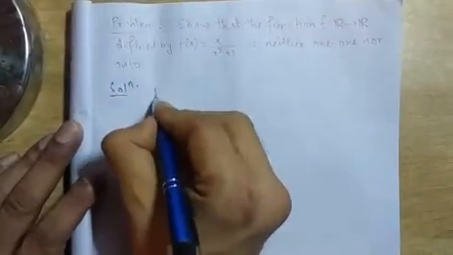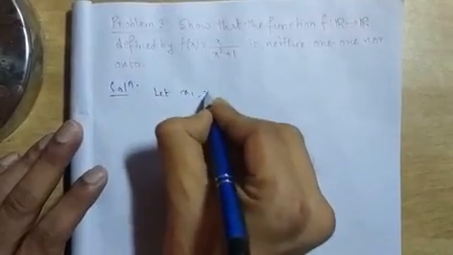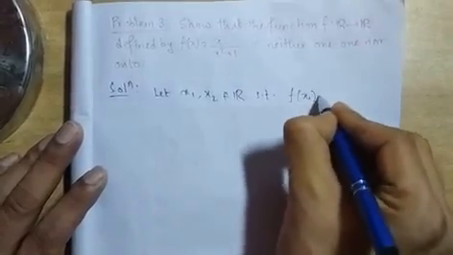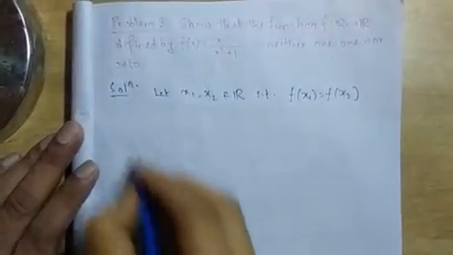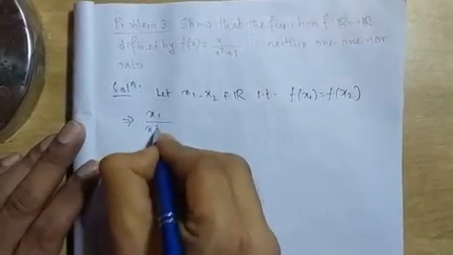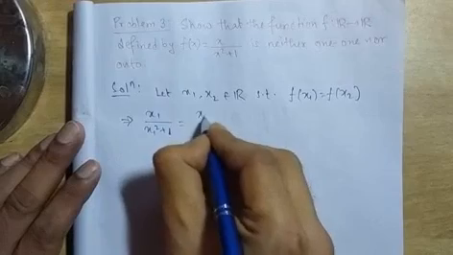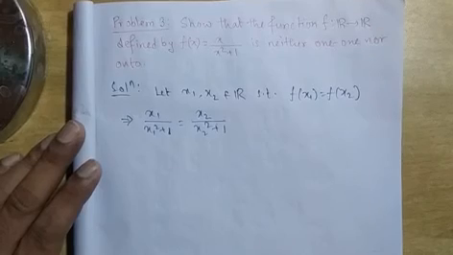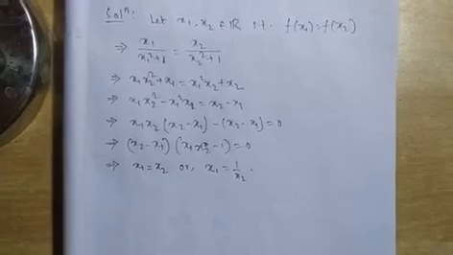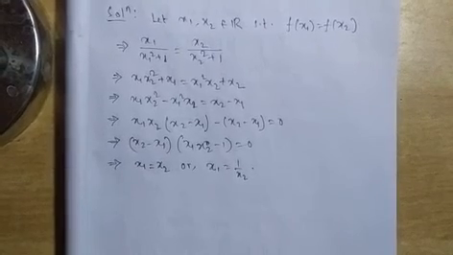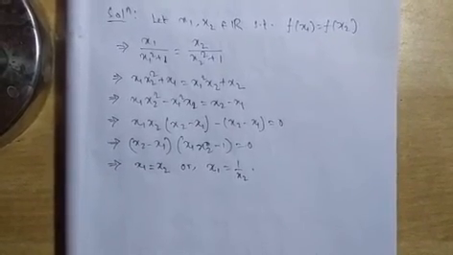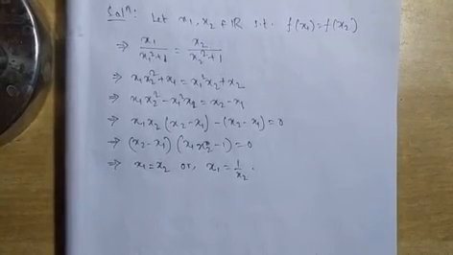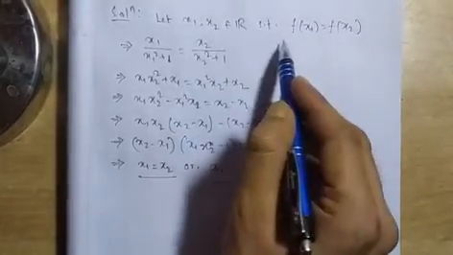So let us start as usual. Let x1, x2 belong to R such that f(x1) = f(x2). That means x1/(x1²+1) is equal to x2/(x2²+1). Now simplify and show that x1 is equal to x2. So this is the calculation. See clearly, this will imply that either x1 = x2 or x1 = 1/x2. So for both these conditions we can have f(x1) = f(x2).